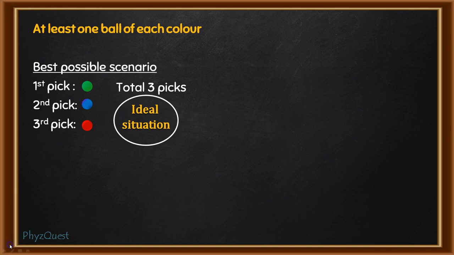There is no guarantee that you will get the separate type of balls one after the other. So in order to find out the minimum number of picks to get at least one ball of each color, we need to consider the worst possible scenario. Why the worst possible scenario? Because in that case we will be really sure that we will get at least one ball of each color. So what will be the worst possible scenario?